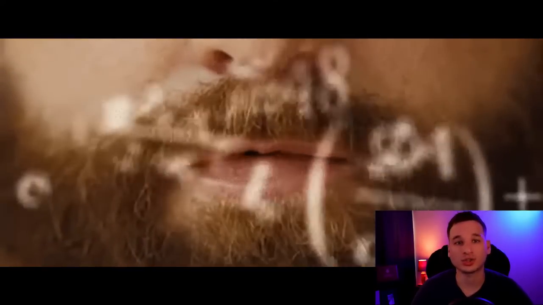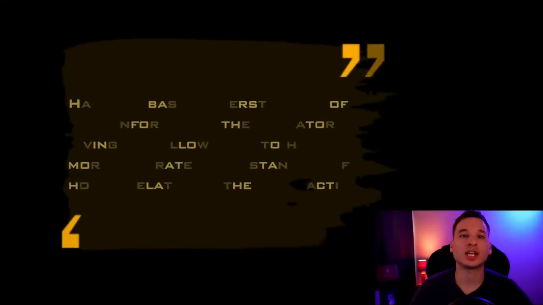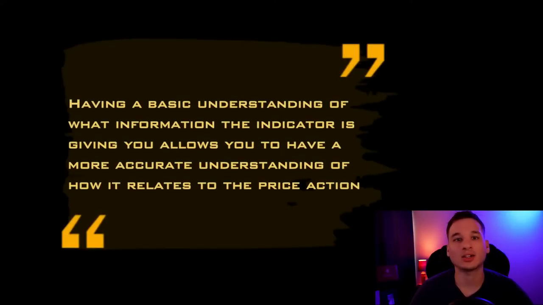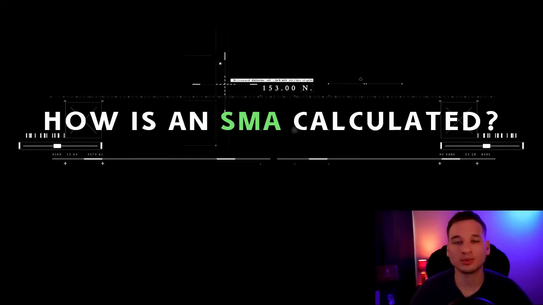While knowing the detailed ins and outs of how a particular indicator is calculated is not necessary in order to successfully implement it into a trading strategy, having a basic understanding of what information the indicator is giving you allows you to have a more accurate understanding of how it relates to the price action. So with that in mind, how is a simple moving average calculated?